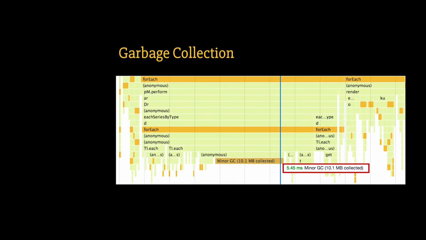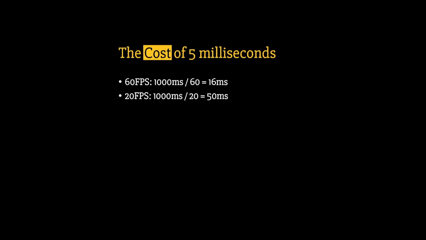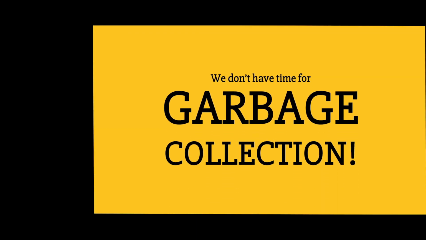Another case is about garbage collection. We can see there is a GC time of 5 milliseconds, which seems to be quite short. But if we think in this way, that a 60 FPS system requires each frame to be less than 16 milliseconds, then 5 milliseconds of GC time will become unacceptable. And even for a 20 FPS system, 5 milliseconds seems to be long enough. So yes, we don't have time for the garbage collection.